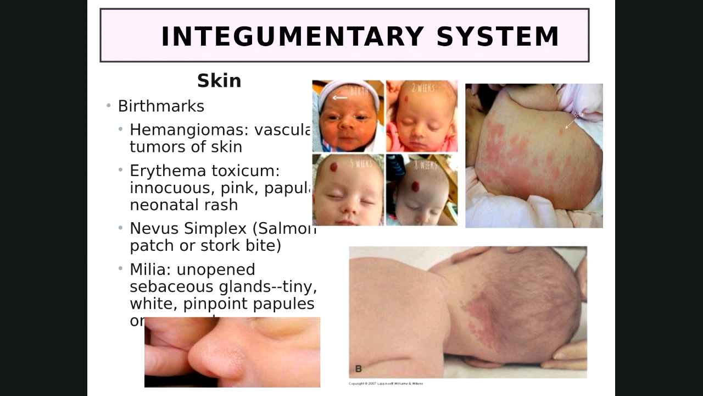The stork bite, the nevus simplex, is normal. It's benign. It's a cluster of pigmentation that will go away on its own. Also, the erythema toxicum will also go away on its own. There's nothing you can do except just let it resolve on its own. And then the milia is unopened sebaceous glands. They're tiny little white pinpoint papules on the baby's nose. Usually, again, don't pop those, don't do anything. They will go away on their own, okay?